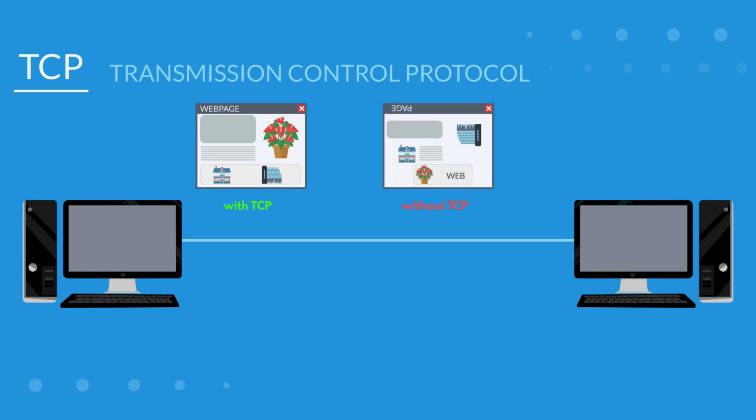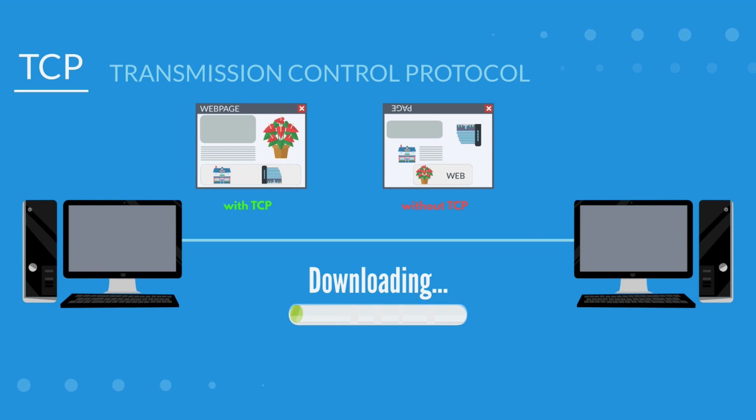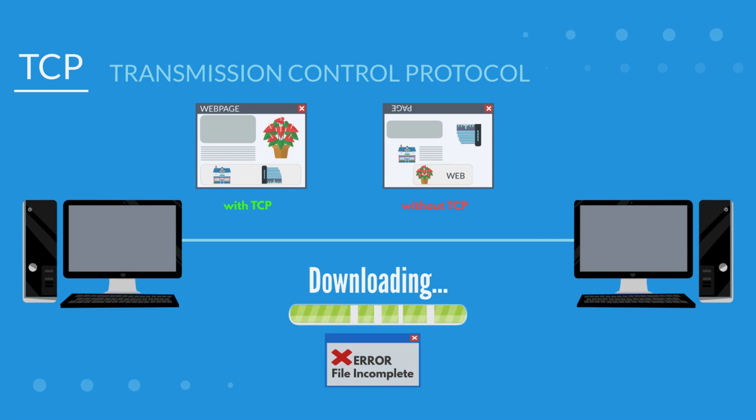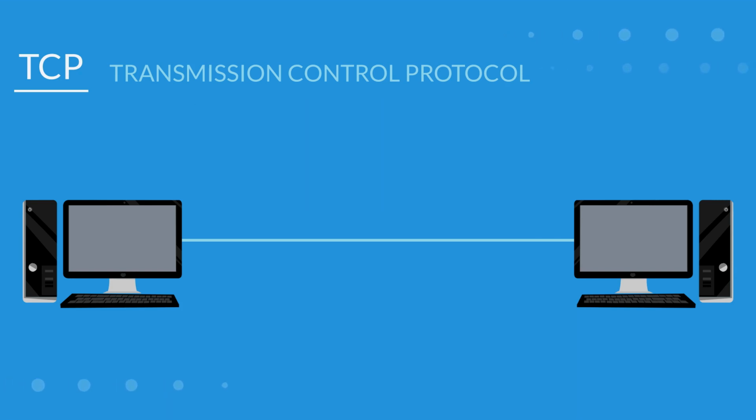Because if you view a web page without TCP, your web page could be all messed up. The images could be missing, or the text could be backwards and out of order. Or if you download a file, then you might not get the entire file, or you could get the file out of order, which would render the file useless. So again, this is where TCP comes in.